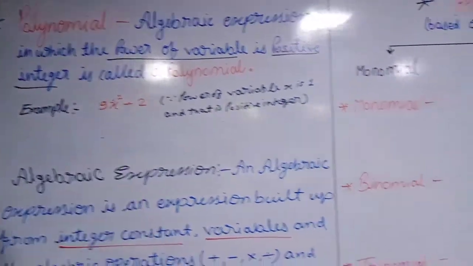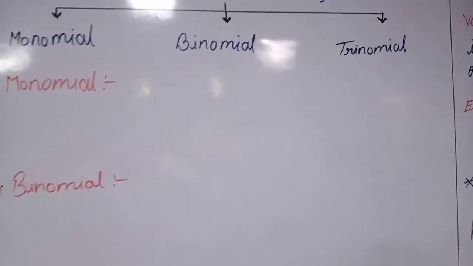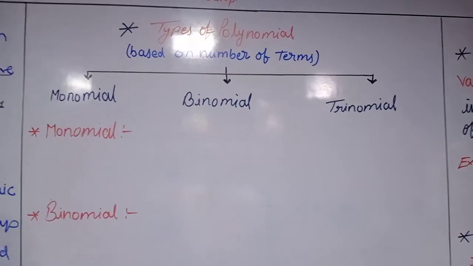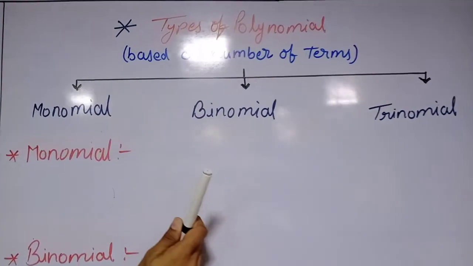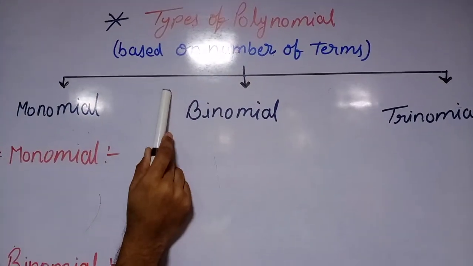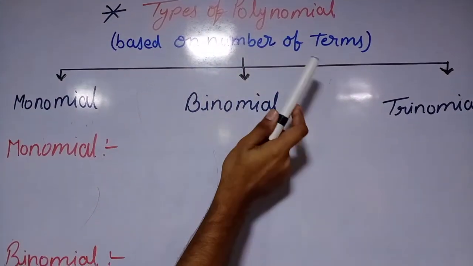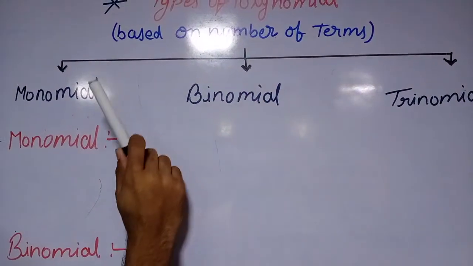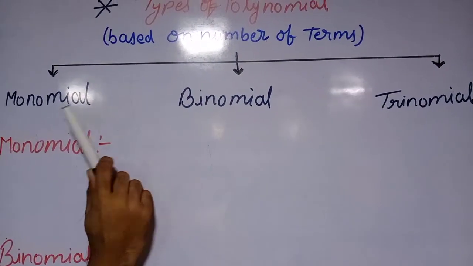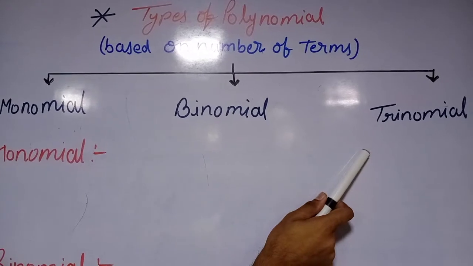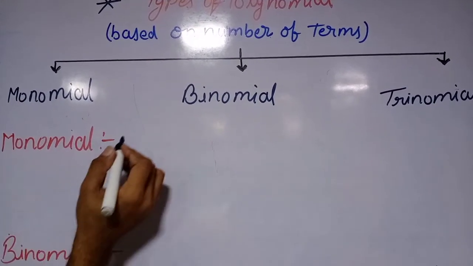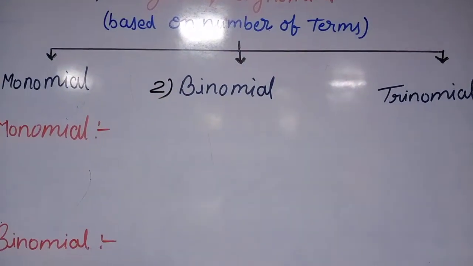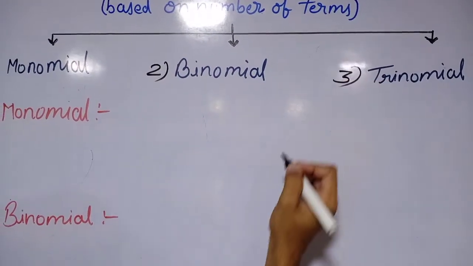Now move to the next concept, that is types of polynomial. We have two kinds of types of polynomial. The first one is based on the number of terms. According to the terms, we have three types of polynomials. The first one is monomial, second one is binomial, third one is trinomial.